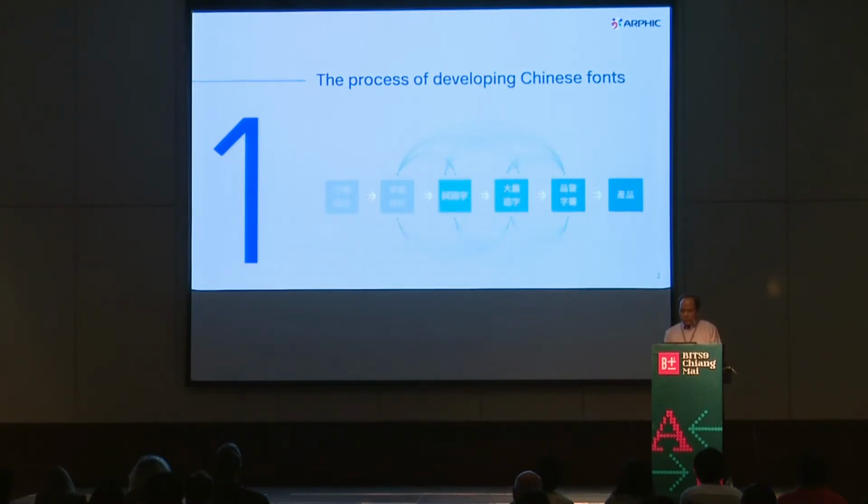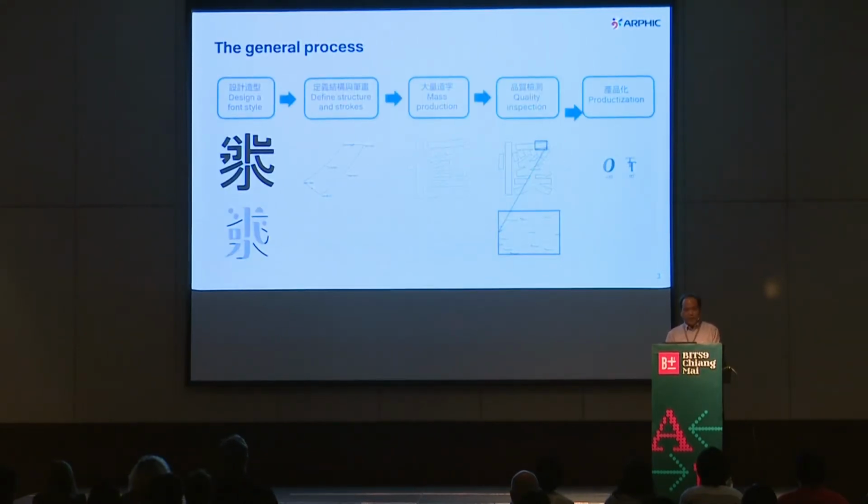I would like to first introduce the process of Arphic's type design. There are 5 steps of Chinese type design. Step 1, designers draw representative characters with their creativity according to how the type will be used. Step 2, define the structure of the entire set of font based on the representative characters, such as letter size, weight policy, and analyze and design shared strokes.